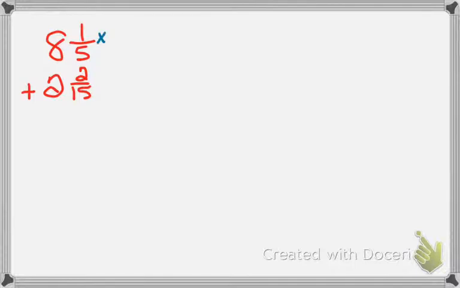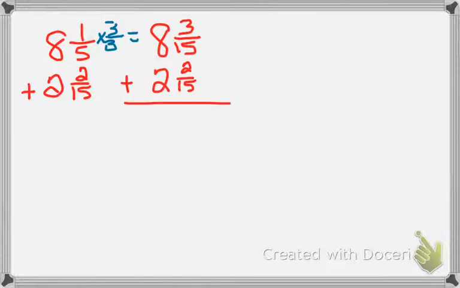So I'm going to multiply this fraction by 3 over 3. And I'm going to get 8 3/15. And then I want to add my 2 2/15. Start by adding your fraction portion first. 3 plus 2 is 5 over 15, and then 8 plus 2 is 10. See if you can simplify your fraction, which I can, and my new answer would be 10 1/3.